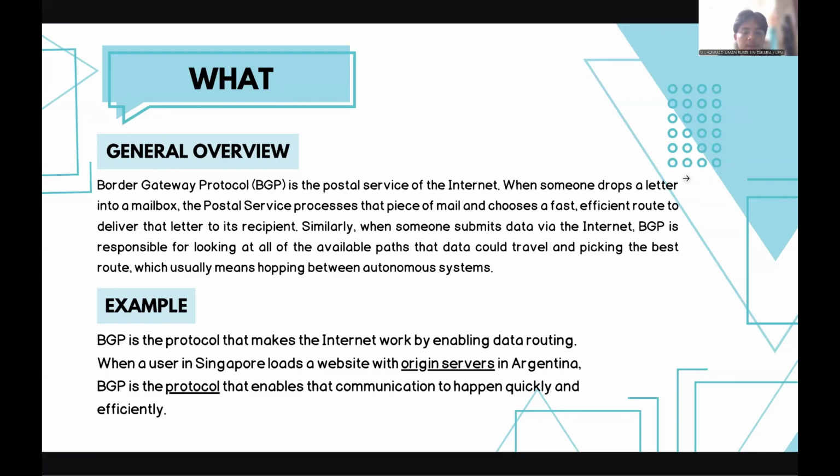For example, BGP is the protocol that makes the internet work by enabling data routing. When a user in Singapore loads a website with an origin server in Argentina, BGP is the protocol that enables that communication to happen quickly and efficiently.